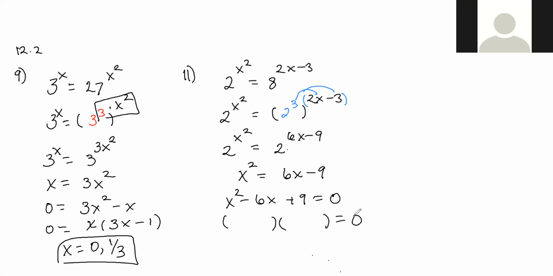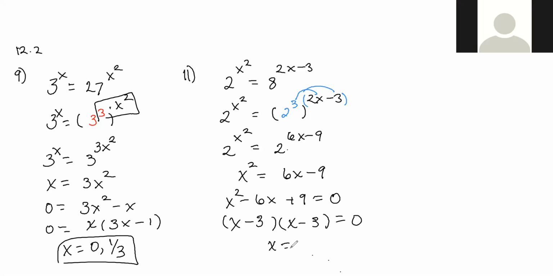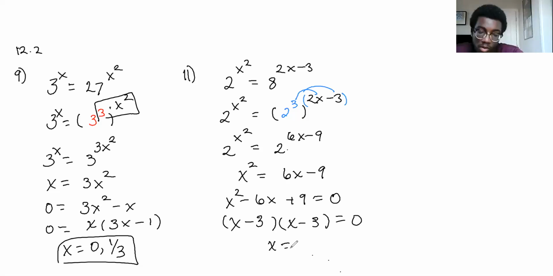Could you finish it? Can anybody tell me what it would factor to? It's going to be minus and minus. X minus 3, squared. So the quantity of x minus 3 squared, or I can write it like this because I am solving. What does x equal? 3. X equals 3. Do I have to write the solution twice? I do not. This is the answer. X equals 3.